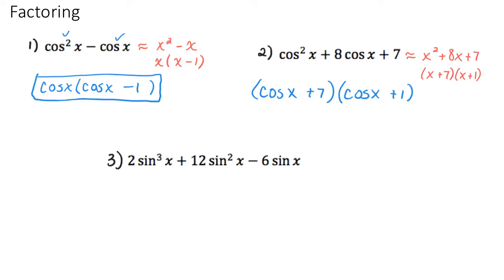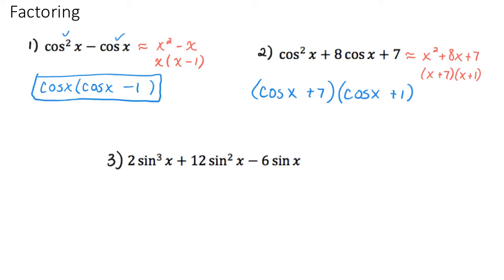Okay, for number 2, cosine squared of x plus 8 cosine of x plus 7. I compared it to the polynomial x squared plus 8x plus 7, and I knew I could factor this into x plus 7 and x plus 1. So I replaced my x's with cosines of x, and I can also check my work.